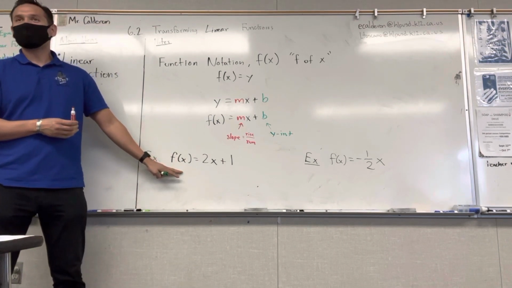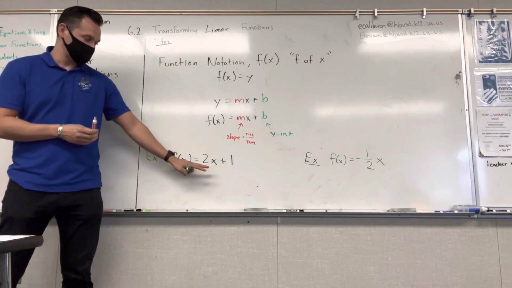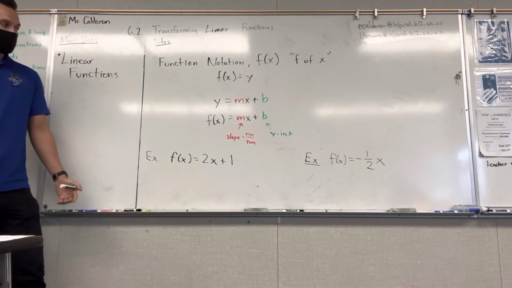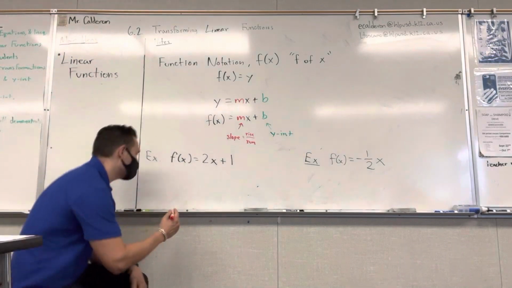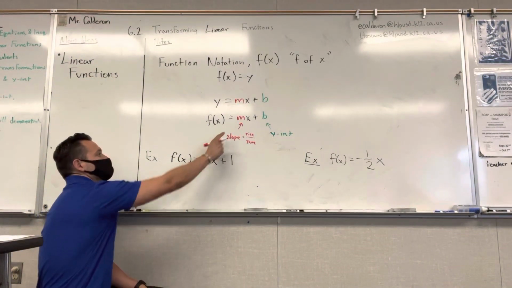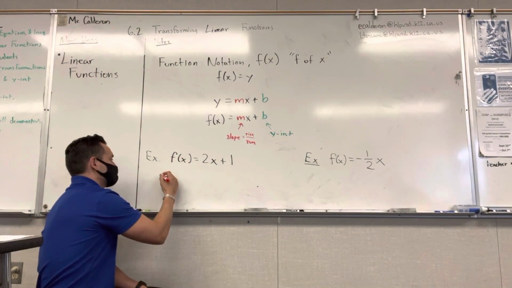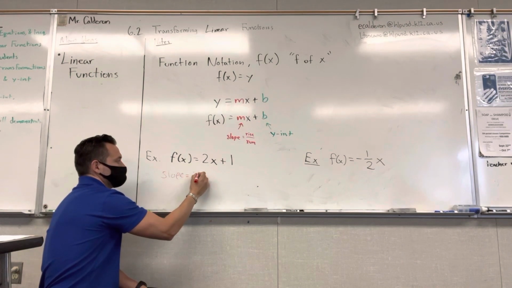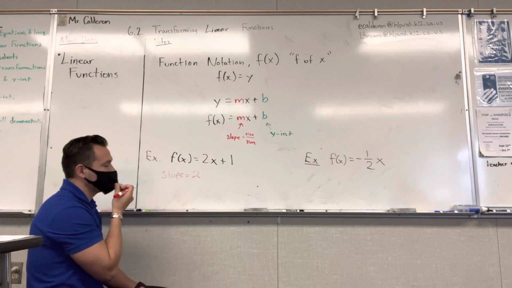So we have f of x equals 2 times x plus 1. First things first, my slope in this case is going to be what? Not 2x, it's going to be 2. So my slope is 2. But what does that mean?